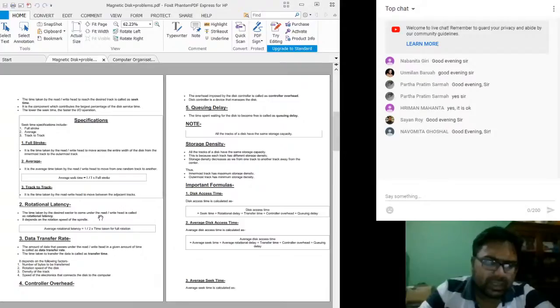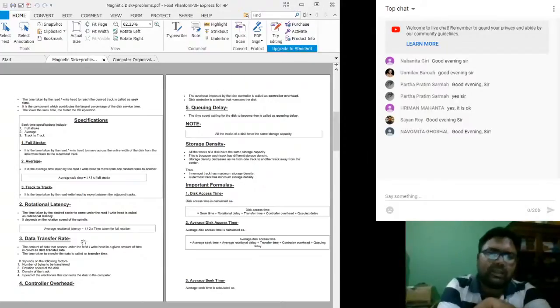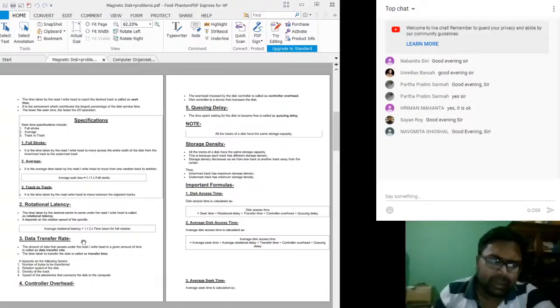So what is the average rotational latency? It is half of the time taken for a full rotation. We are always considering this average case. Why? Because there might be 3-4 cases: sometimes your disk head might be very close to the sector, sometimes it might be far away from the sector. So generally they take up this average rotational latency value.